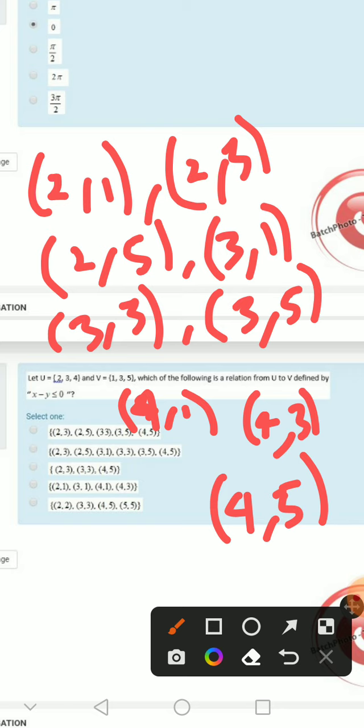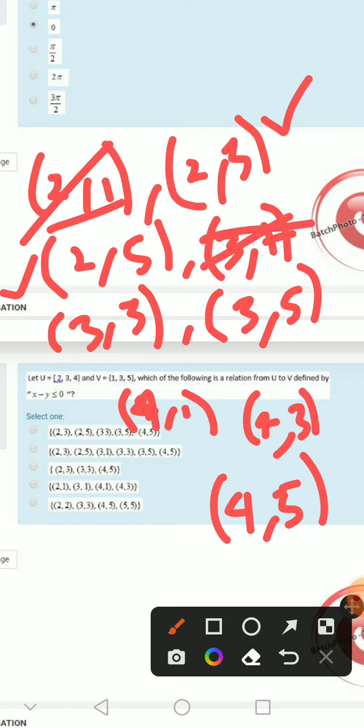Look at this first one. 2 minus 1 is not less than 0, so we'll cancel that. Here, 2 minus 3 is less than 0. We can mark that. 2 minus 5 is less than 0. This is part of it. 3 minus 1 is not less than 0, so we'll cancel this.